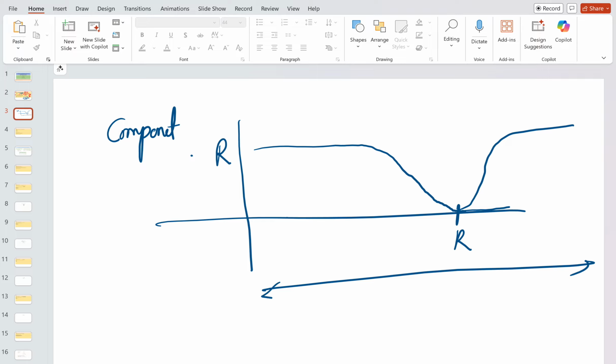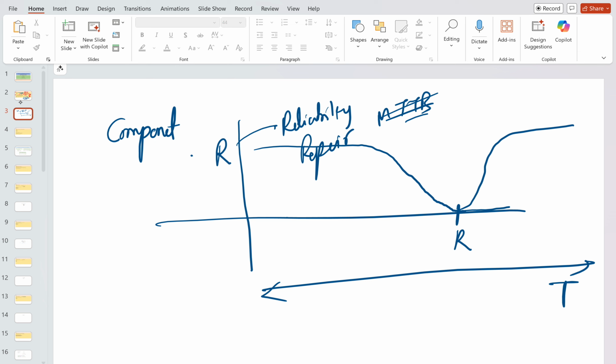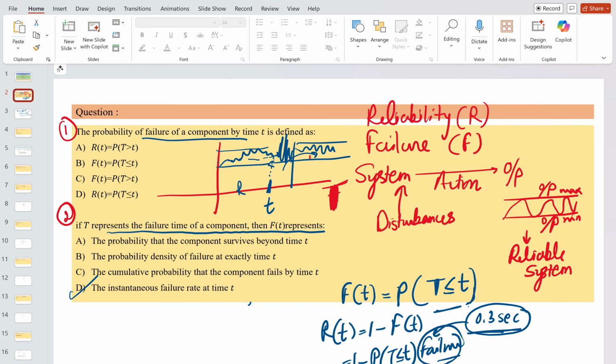So suppose I consider this is the time span t of this component. Below this is the failure region. After the repairing, the reliability also involves a repairable component, for which we will see the metrics MTTF or MTBF. That kind of reliability metric we will see. Here also there is the instantaneous failure rate at a time t.